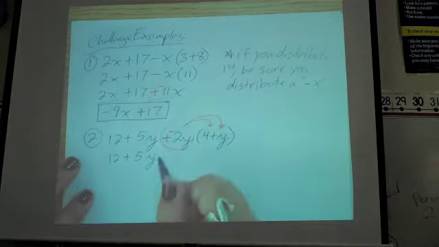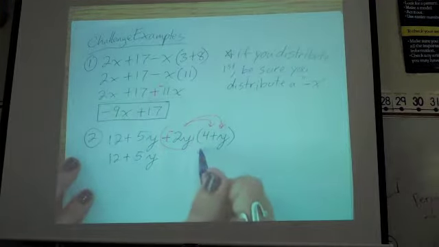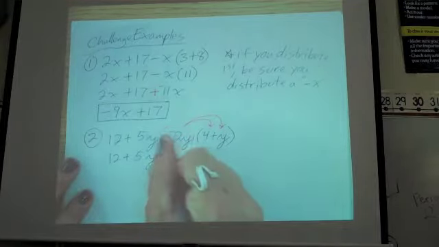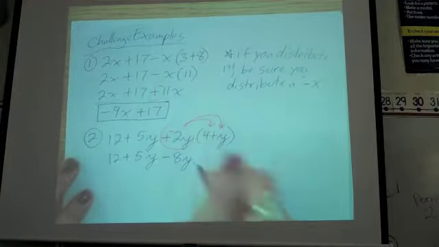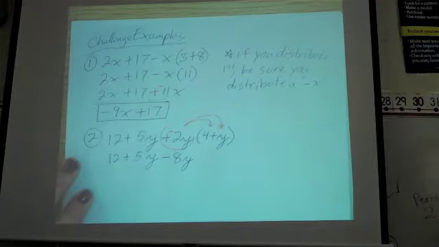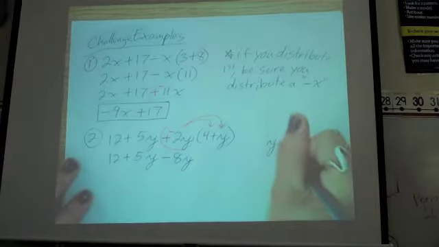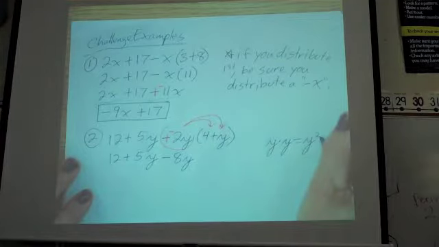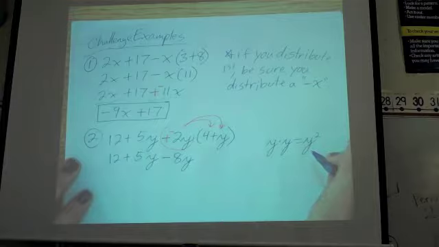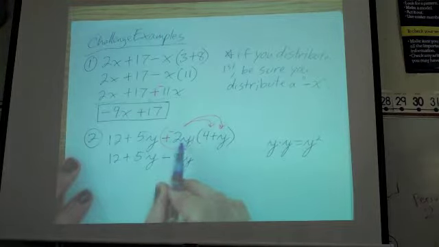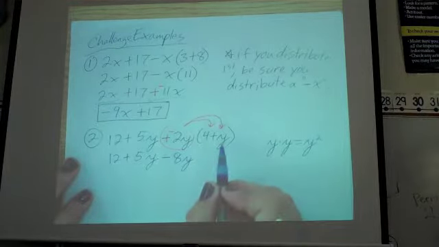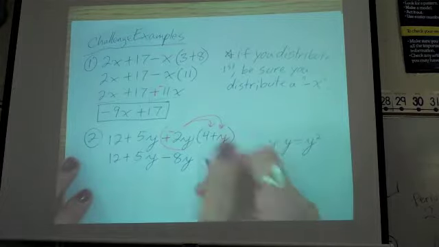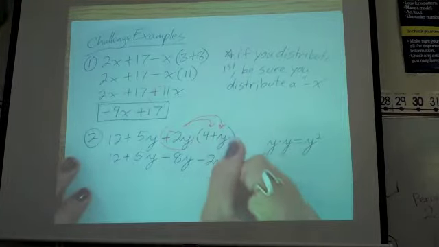So, what is negative 2y times 4? Negative 8y. Okay? Now I'm going to give you a quick reminder. y times y is y squared. Just like 5 times 5 is 5 squared, y times y is y squared. So, negative 2y times y. Negative 2y squared. Perfect. There we go.